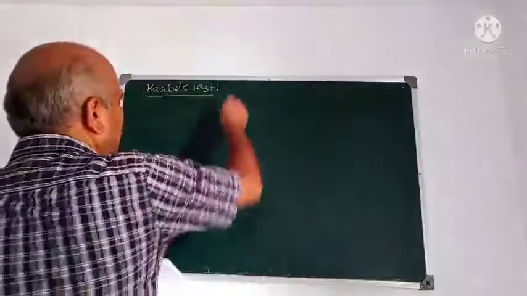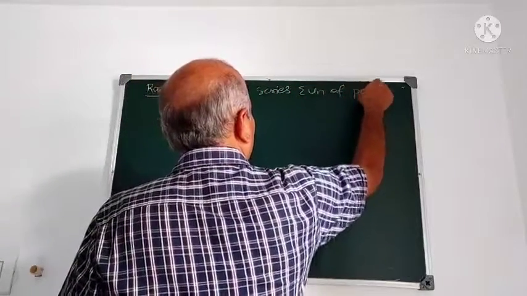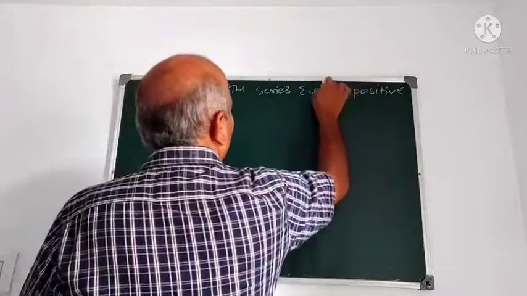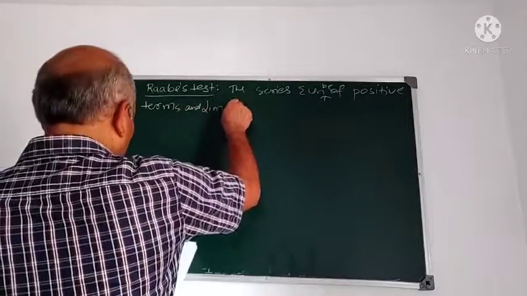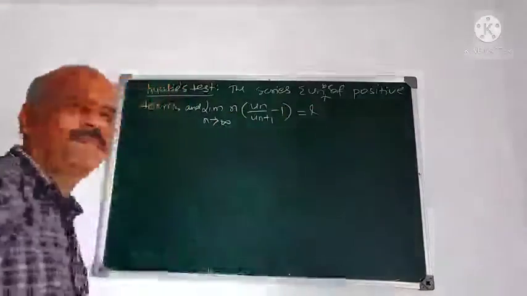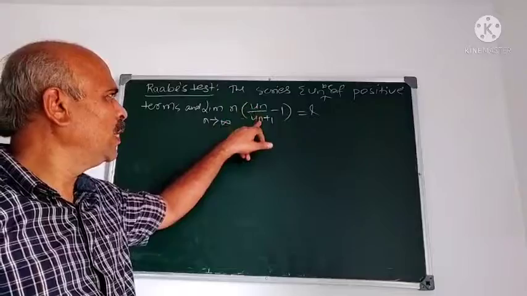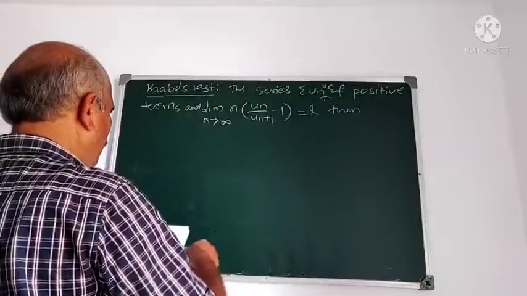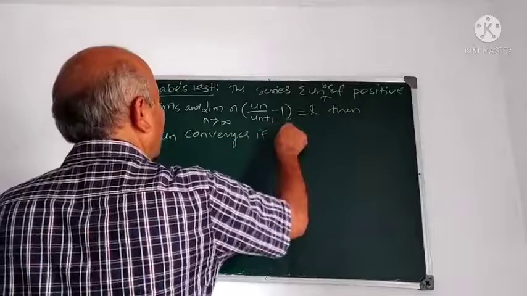See, the statement is like this. You can note down this statement. The series sigma un of positive terms, and limit n into un upon un plus 1 minus 1, as n tends to infinity, is equal to L. Understand the statement? Sigma un is a series of positive terms and suppose limit n into un upon un plus 1 minus 1 is L, then sigma un converges if L greater than 1.